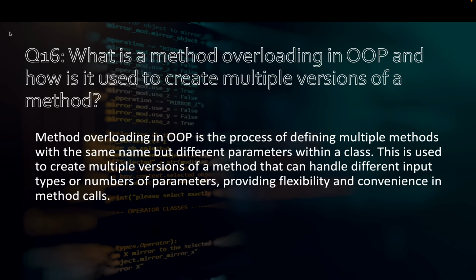Question number 16. What is method overloading in OOPS and how is it used to create multiple versions of a method? Method overloading in OOPS is the process of defining multiple methods with the same name but different parameters within a class. This is used to create multiple versions of a method that can handle different input types or number of parameters, providing flexibility and convenience in method calls.